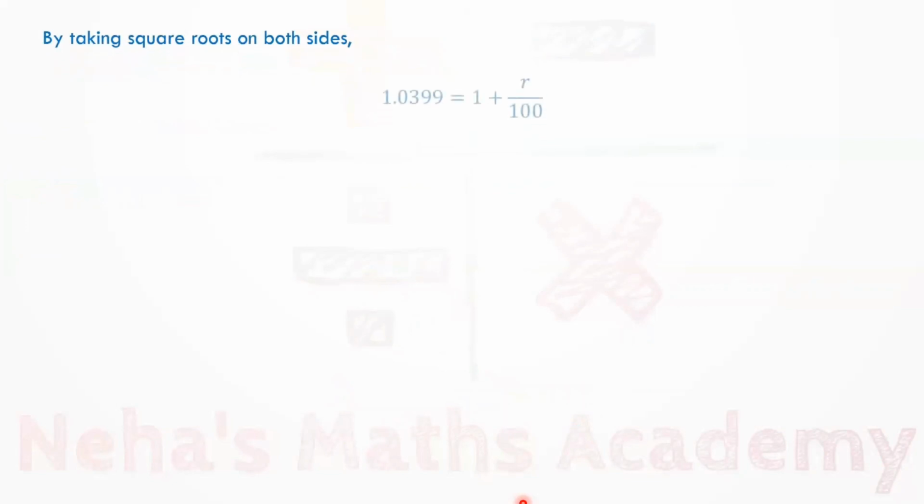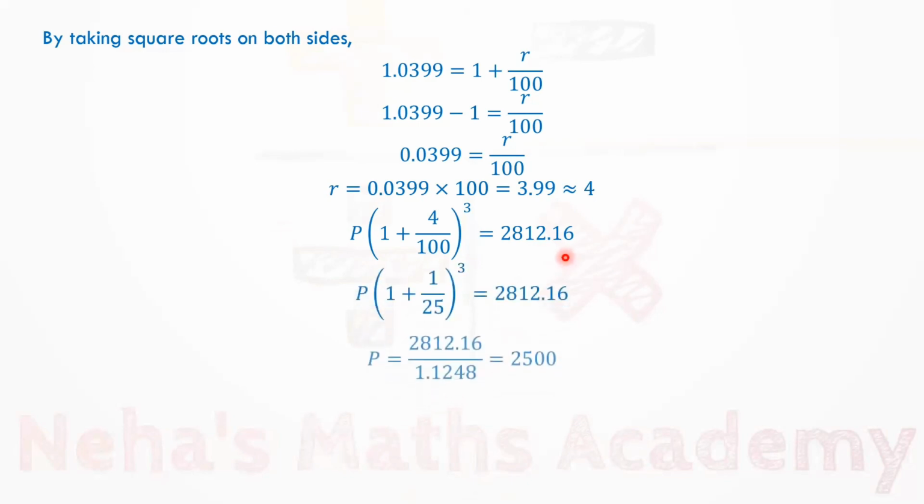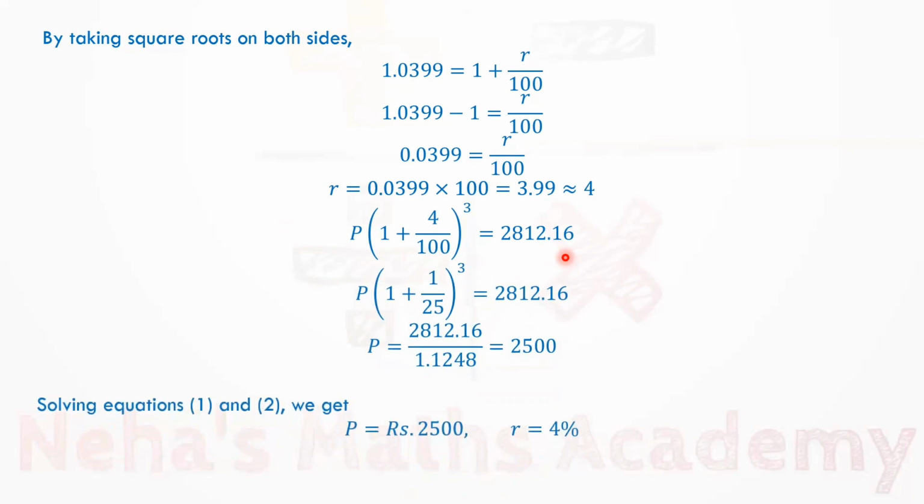Now, by just taking square roots on both sides, we will get 1.0399 is equal to 1 plus R upon 100. Now, solve this equation for R. We will get the value of R to be approximately 4. That is, the rate of interest is 4%. Now, just substitute the value of R in the given equation. We will get P into (1 plus 4 upon 100) raised to 3 is equal to 2812.16. Solve this equation for P. So, our value of P is 2500. So, by solving the two equations simultaneously, we get the principal amount to be rupees 2500 and the rate of interest 4%.